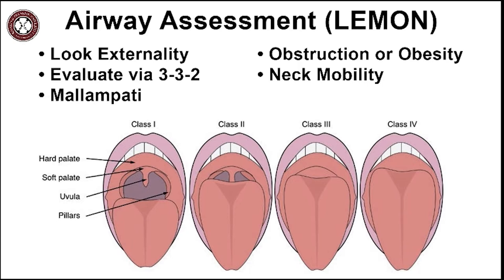The next two considerations are obstruction and obesity. Obstruction refers to anything in the pharyngeal space, such as a mass or trauma, that may interfere with access to the glottis. The importance of obesity must not be discounted because many obese patients have redundant pharyngeal tissue that can make proper airway management difficult and cause rapid desaturation once anesthetized.